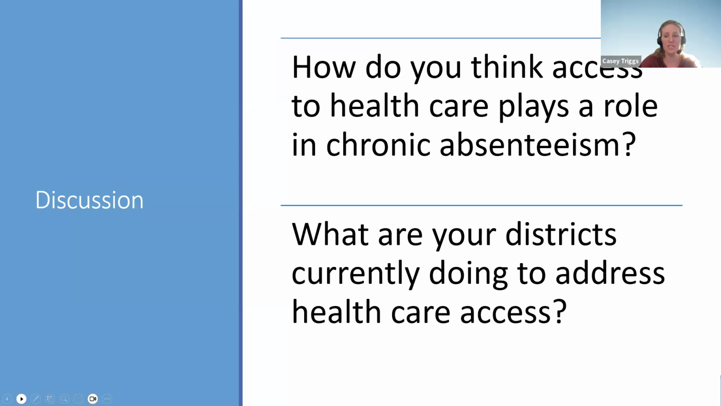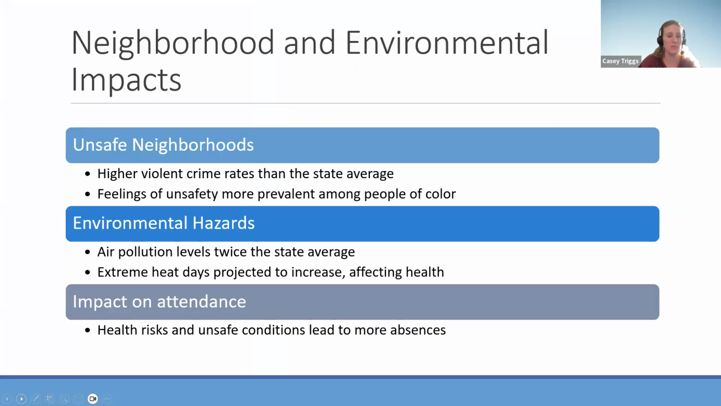Okay, we don't have much more time, so we'll just jump through a couple of last slides and leave time for questions and answers. I just wanted to touch on neighborhood environmental impacts, which I talked about a bit before as well. Neighborhood and built environment is another key factor we want to think about when we're thinking about how we can change school or district policies to improve school attendance. That includes factors like housing quality, transportation, and environmental safety.